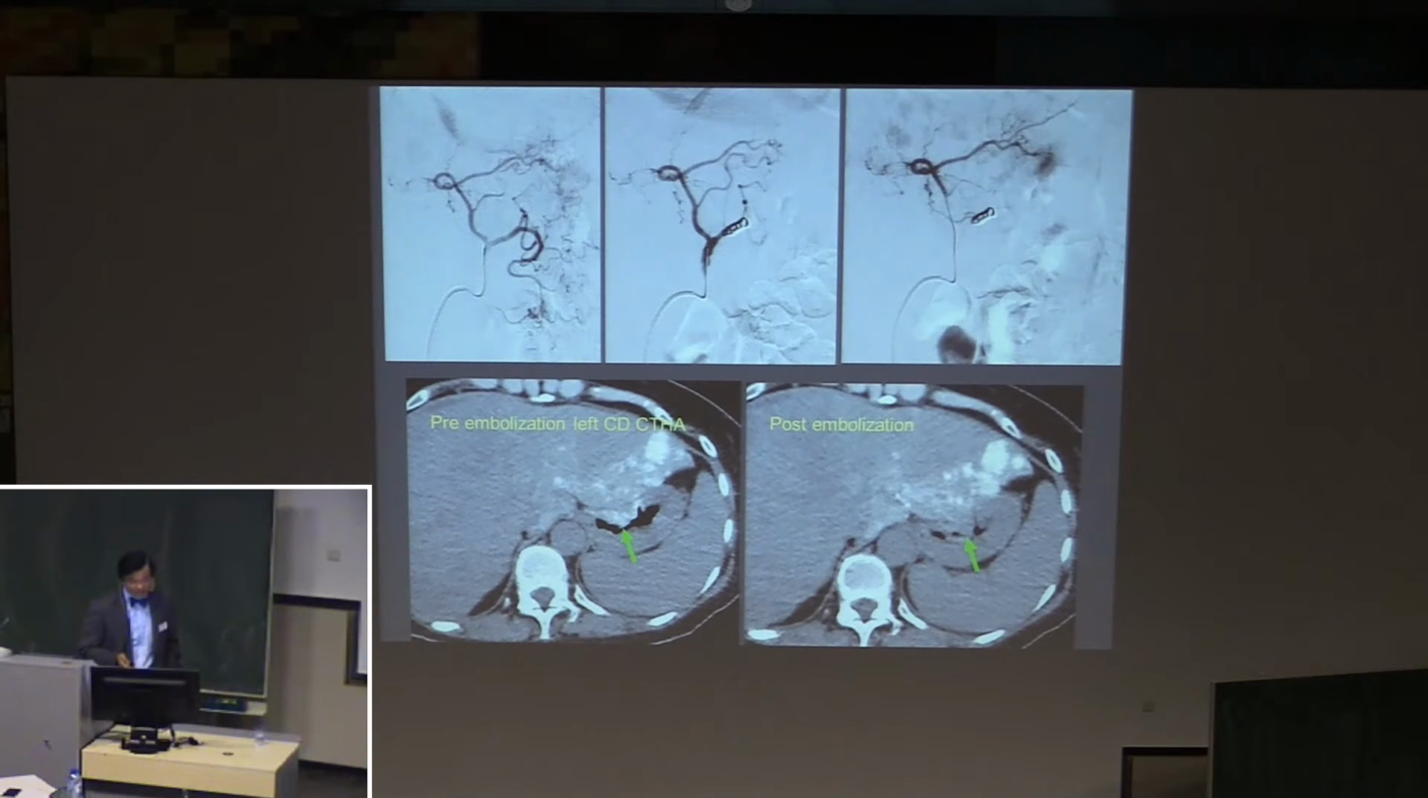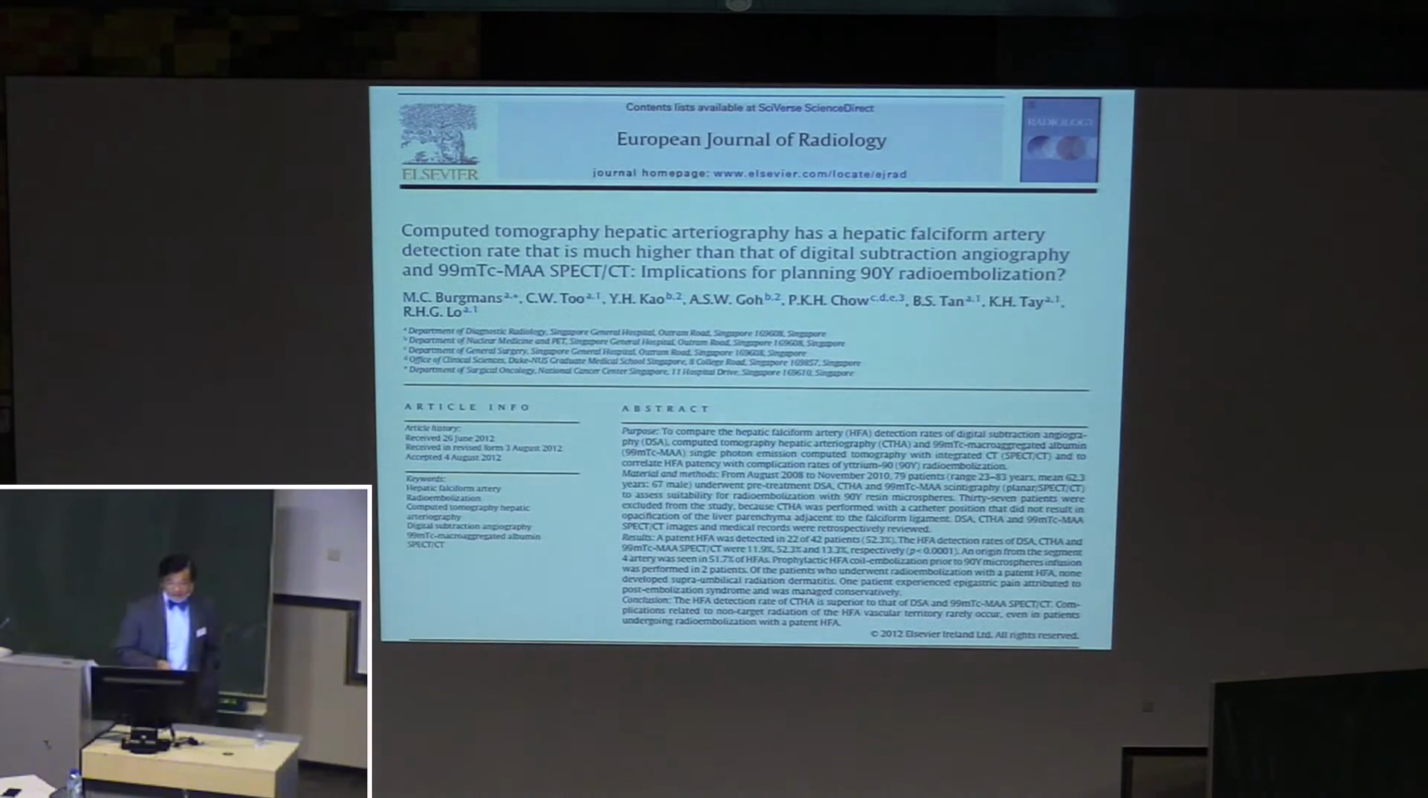Here's an example of that I showed earlier, where there was supply to the left gastric artery, and we've embolized it before delivering the Y90.